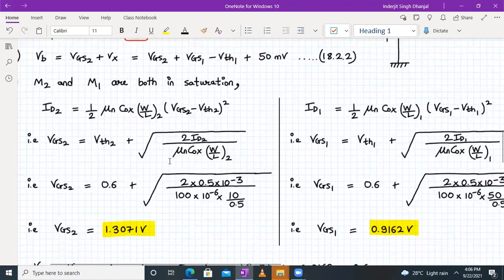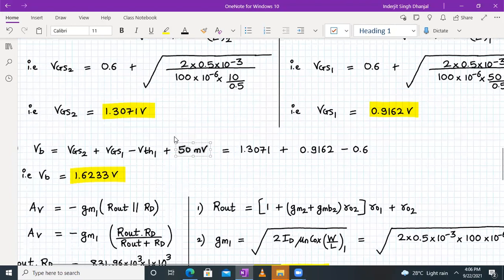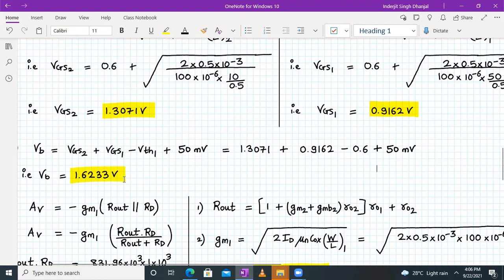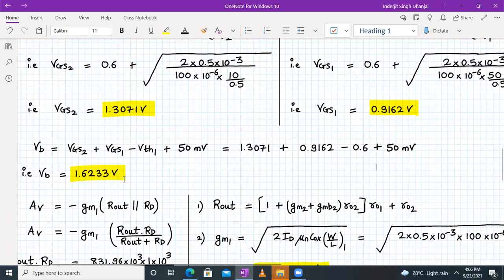Here actually one more term will come, 50 millivolt, that was missing. We have considered it, but still, I'm writing it over here. Let me add the plus sign also, because you should write all the terms properly. So this result, VB, will be 1.6233 volt. Fine. Please cross check your answers. If you're getting anything other than this, please let me know in the comment section.